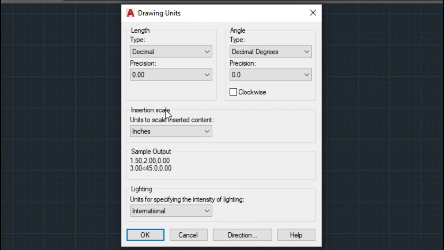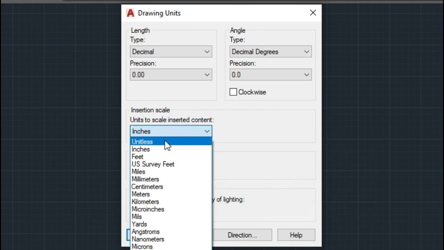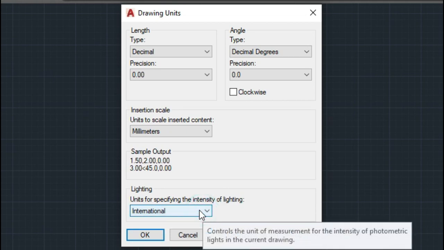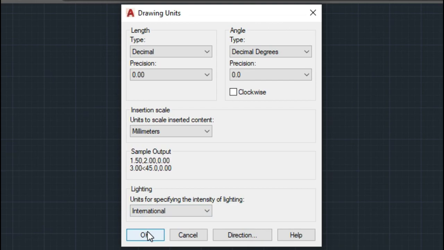The unit for the insertion scale, we can get a variety of scales here, starting with unitless, inches, feet, survey feet, US, miles, millimeter, centimeter, meter, kilometer, micro inches, angstrom, nanometer, micron, decimeter, likewise. We are setting it to millimeters, and the lighting will show from which direction the light is coming. For the start we are taking it as international and just click OK.